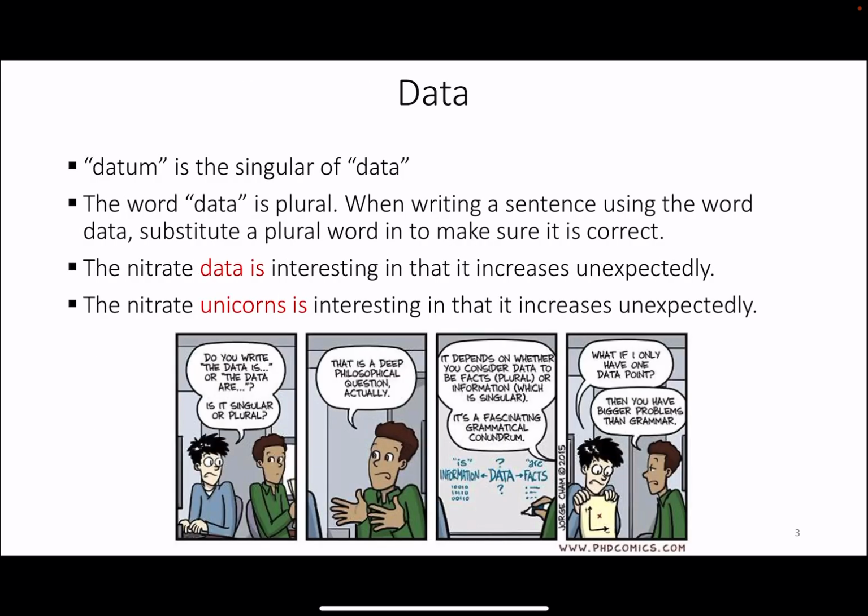So this is a bit of a personal pet peeve, I guess, but it is technically correct. Data should be used in the plural form. What I like to do is substitute in a plural word to see if it still sounds correct. So saying the nitrate data is interesting sounds fine, but if you say the nitrate unicorns is interesting, you can immediately see that it's not quite right. So this is just something to watch out for as we're going to be talking more and more about generating our own data.